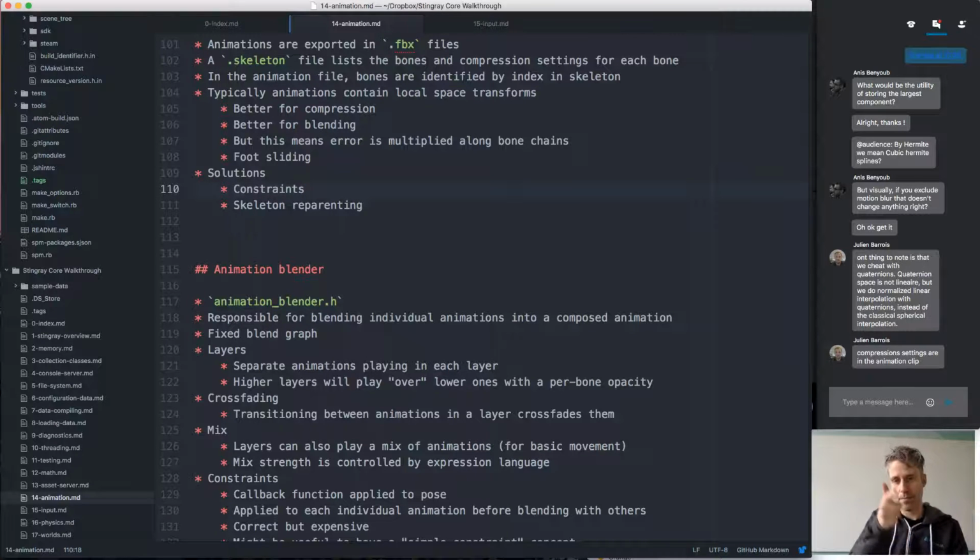And the same with the aim, you would add a constraint that actually locks the gun in place with respect to the eye, so that you don't get this bobbing. So that's typically the way you get around this.